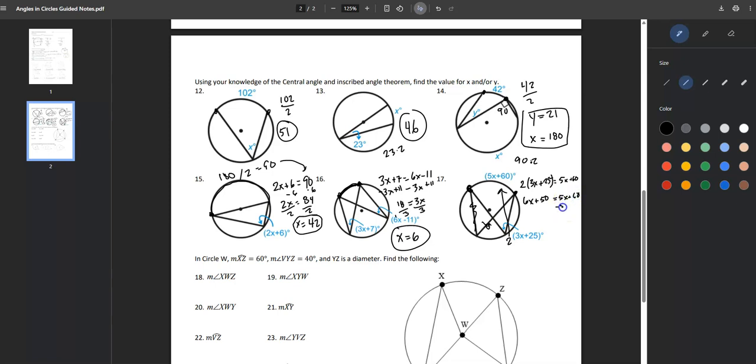Then I would minus the 5x. That gives me 1x, and then I'd minus the 50. And that would give me 10. So x would be equal to 10.